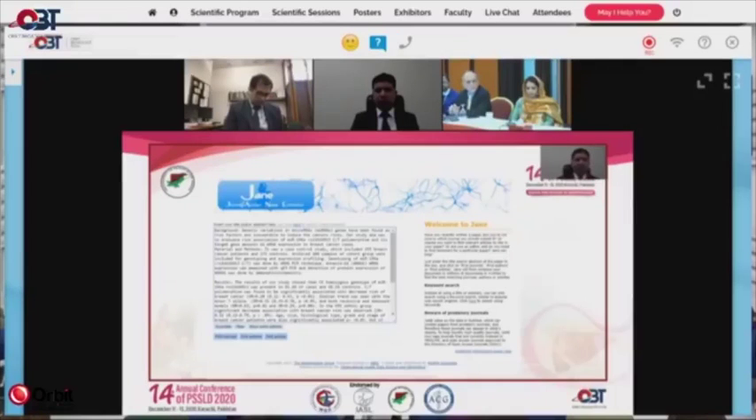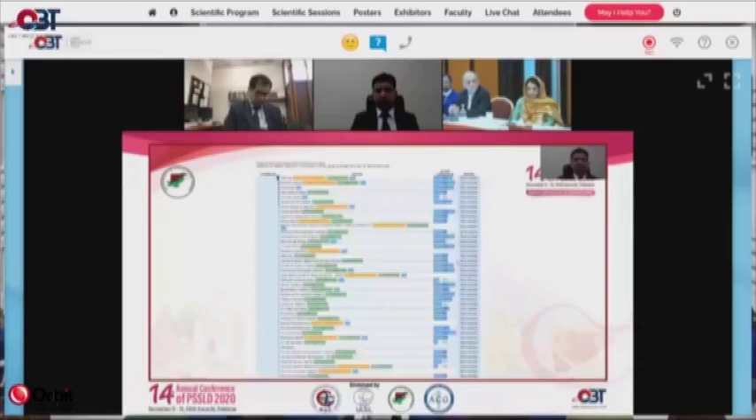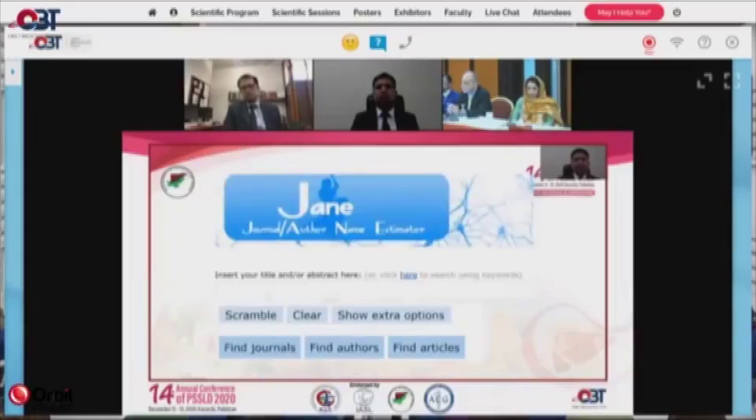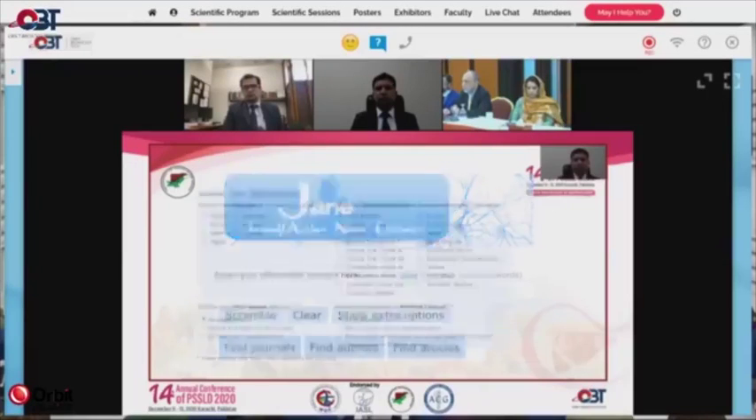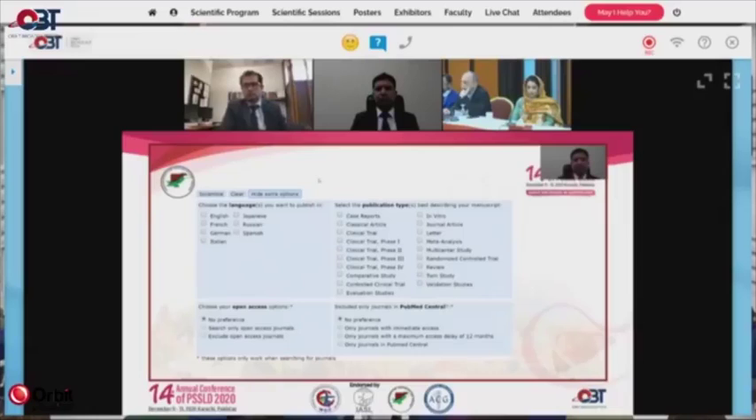You can also paste your whole abstract and find journals, and it will show you a list. Like this list contains more than 40 journals. You can select a journal from this list. And then there are different options present at the bottom of this software, like an option known as Show extra options. If you click on Show extra options in the Jane software, it will give you options, like if you want to select the publication type, if you want to read only original articles, or meta-analysis, or if you want open access journals. So you can optimize your search.